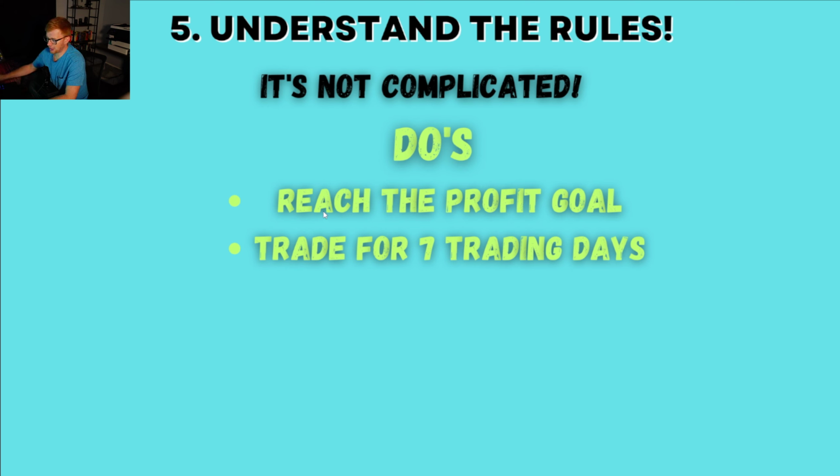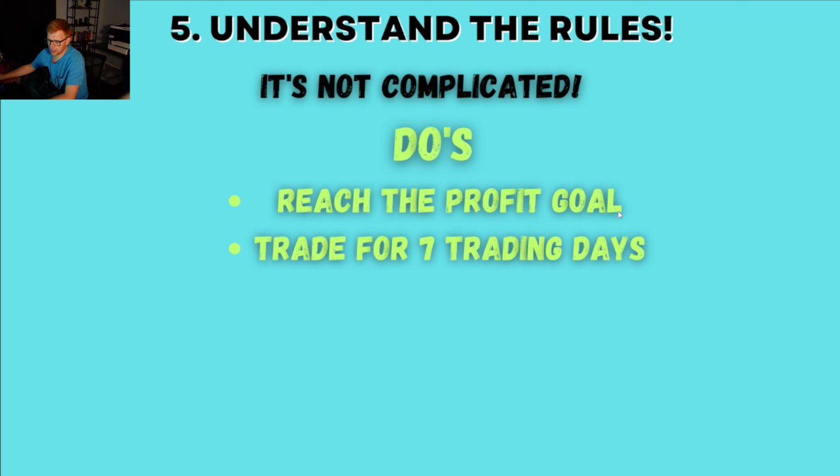So the do's basically: reach the profit goal. Again, that will depend on what account size you select. And then you need to trade for 7 days. Really, those two things are the only things you need to do. And once you've done that, you have passed the evaluation account and you are funded.